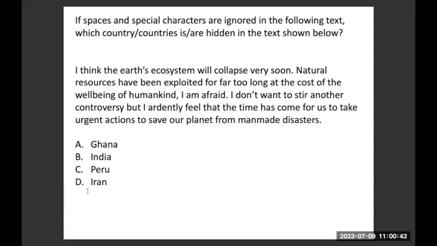You are given the list of countries here. You don't have to find other countries beyond these four. Which country or countries are hidden in this paragraph? You ignore the space, you ignore the special characters like apostrophe s, comma, full stop. If you ignore all that and also the spacing, and you write this paragraph, which letters will be hidden in that big spelling which will be formed?